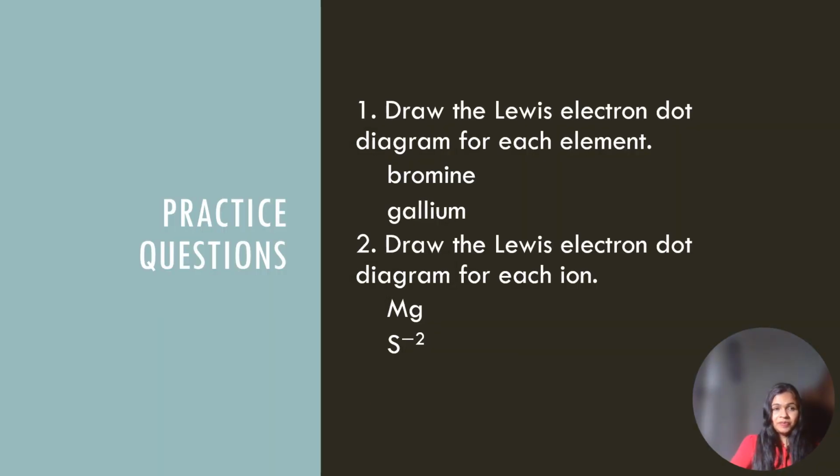All right, guys, we have been talking about and practicing. Now it's time for you to practice. As I've been reminding you, get your writing utensils ready. Maybe a piece of paper, maybe a tablet, or maybe a notebook. So go ahead and practice these Lewis dot diagrams for each element: bromine, gallium, and then also try one of the other two, magnesium, and then the sulfide ion.